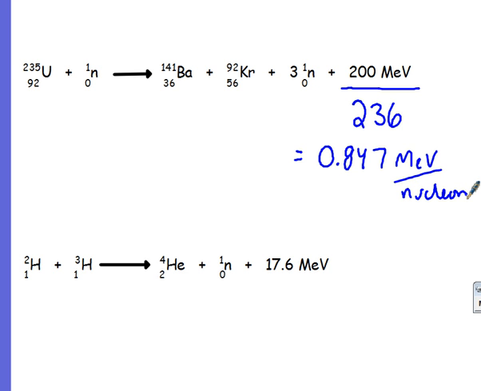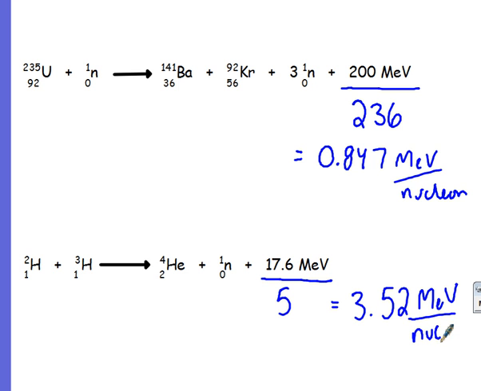If we look at fusion, this is 17.6 mega electron volts. However, there are only 5 nucleons participating. So we do this calculation, and that's an energy change of 3.52 mega electron volts per nucleon. So this is one of the reasons why there's a lot of research being put into producing nuclear fusion reactors, because we produce so much more energy per nucleon compared to fission.